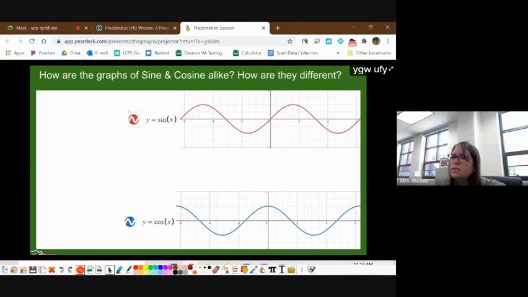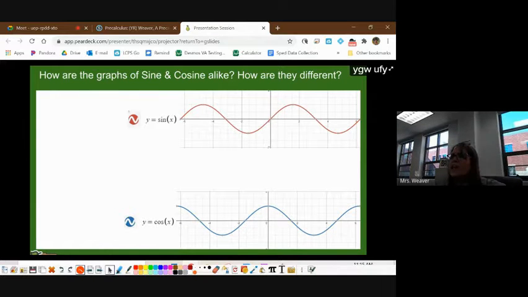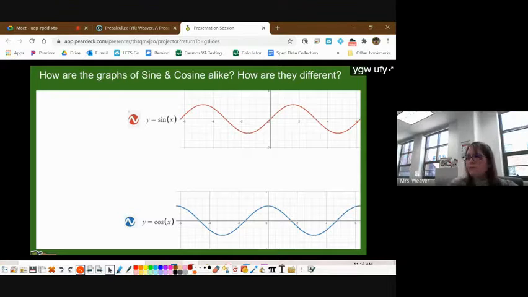She said they're different in that the first key point for cosine starts at 1, whereas the key point for sine starts at 0. And that's exactly right. 0 is the midline there. So sine starts at the midline. They both are sinusoidal waves, Shay said, and that's true. They're that wave shape.